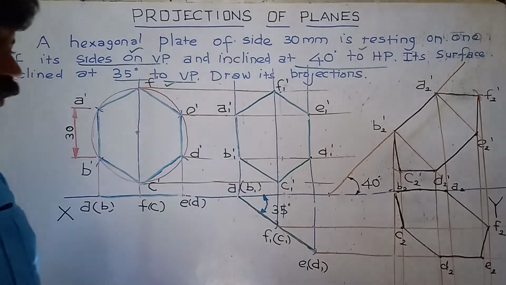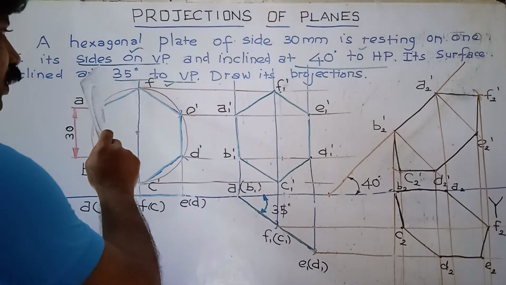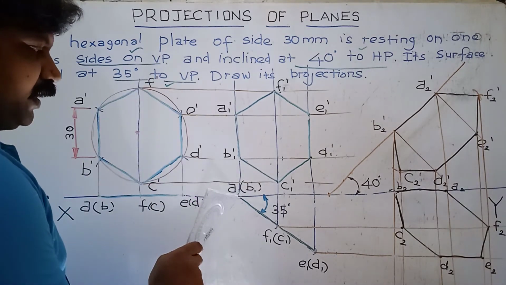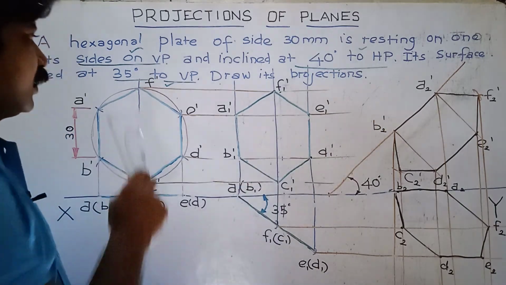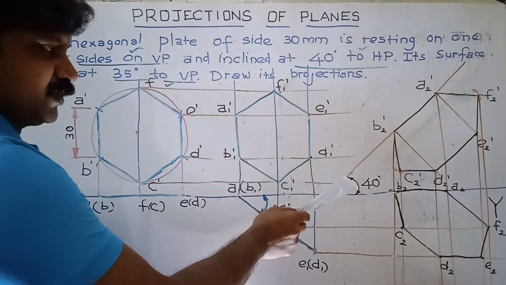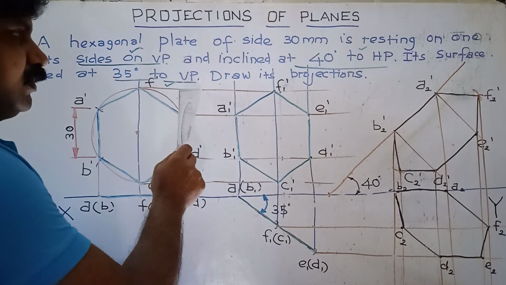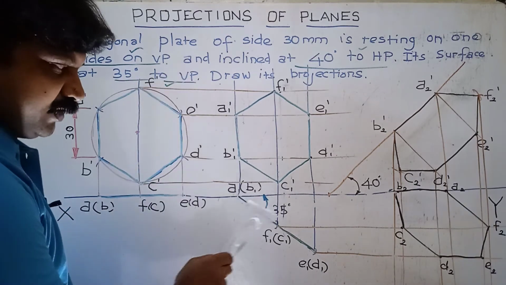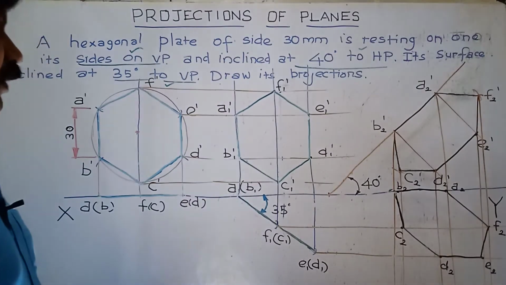Check whether all the given conditions are satisfied or not. One of the sides on VP, A1 or B1 on VP, condition satisfied. The resting side inclined 40 degree to HP, condition satisfied. Surface inclined 35 degree to VP, condition satisfied. So all the conditions are satisfied. Our required diagram is finished.